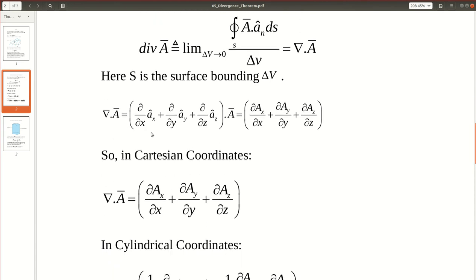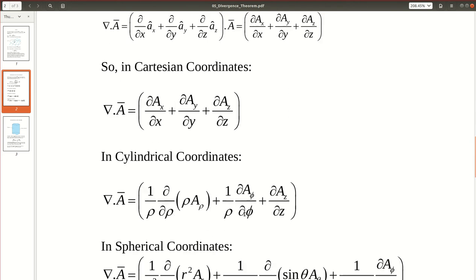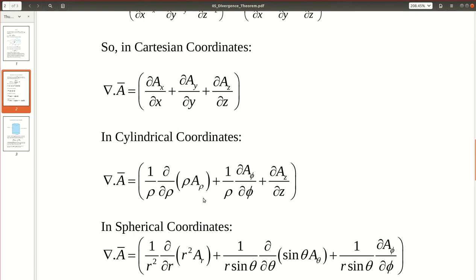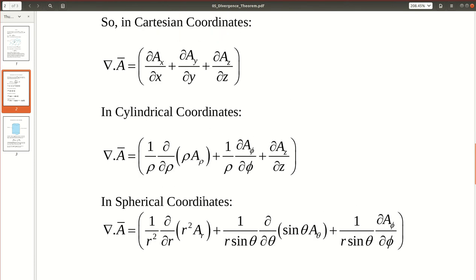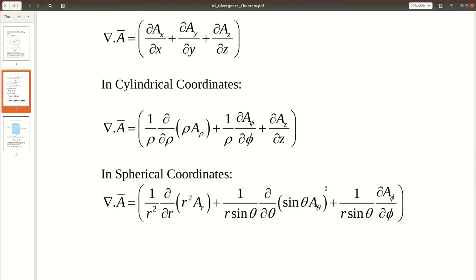Okay, so how do we calculate it using this equation? Again, a partial derivative of Ax only in the direction of x, Ay in the direction of y, Az in the direction of z. This is in Cartesian, this is in cylindrical, this is in spherical. This is the first question for you: how do we get the divergence in the cylindrical and spherical coordinates? Prove this. This is question 1.